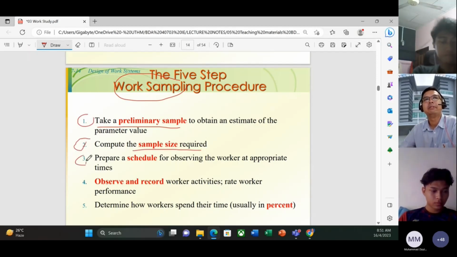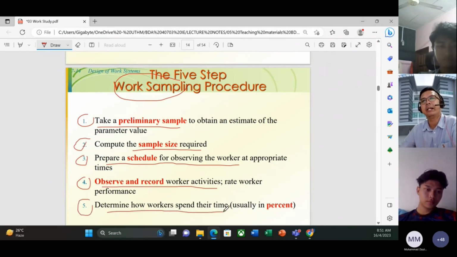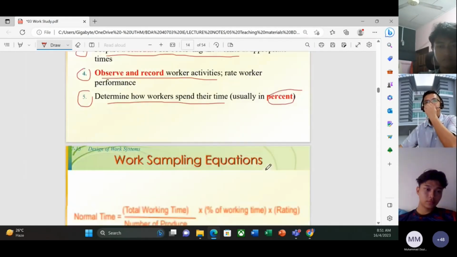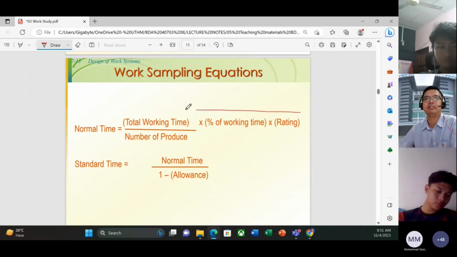And number three, we want to prepare a schedule for observing the worker at the appropriate times. And number four, we want to observe and record worker activity and rate worker performance. And last but not least, we have to determine how workers spend their time, usually in percentage. Okay, and this is the formula for our work sampling. Please copy down this formula.